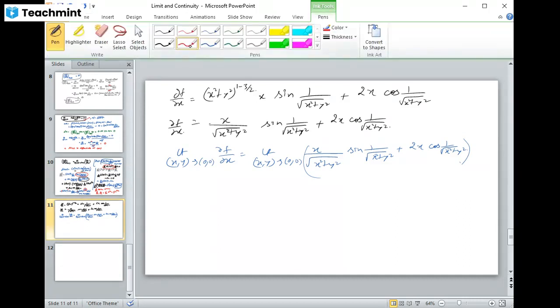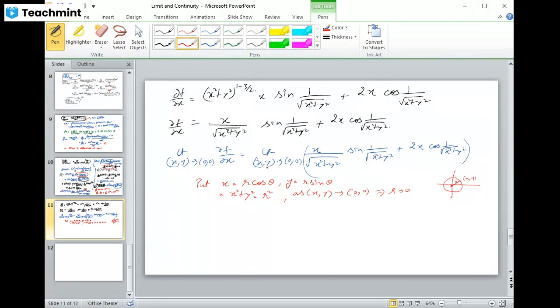So let us substitute here. Let us transform x to r cos theta, y equal to r sin theta. So x square plus y square is equal to r square. And as (x,y) approaches (0,0), it implies that r approaches 0. Because we are considering the neighborhood of the point (0,0), which is a circle whose radius is r. So as any point (x,y) approaches this point (0,0), it means that this radius approaches 0.